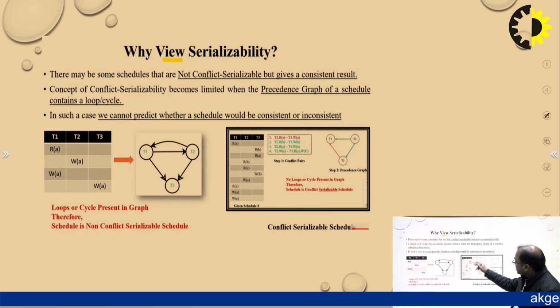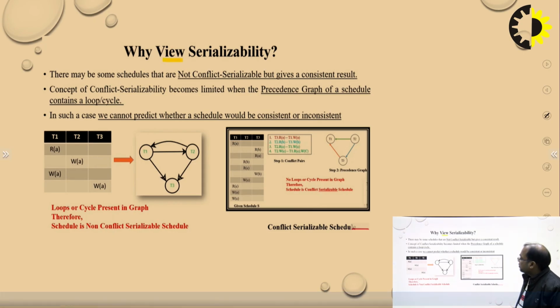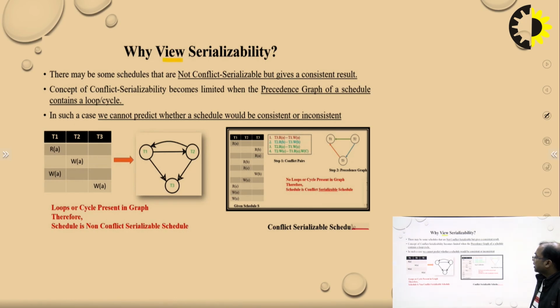We have transactions T1, T2, T3. We find the conflict pairs. As we know, a read of A must conflict with some write operation of A in another transaction, T2 or T3. Is there any write operation? No. Then we go for the read of B. Is there any write operation? No. Then go for the read of A. Is there any write operation over there? No.